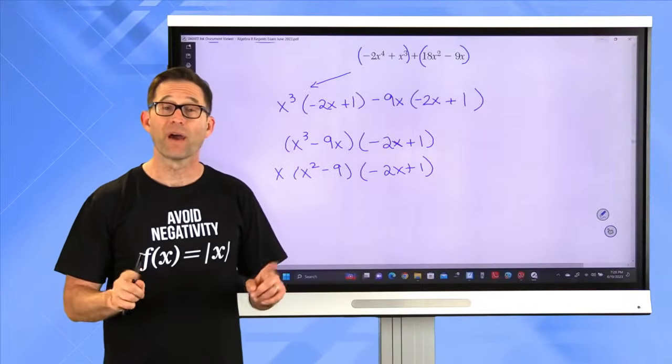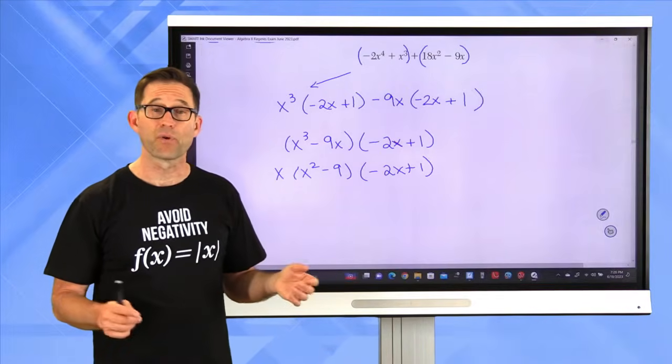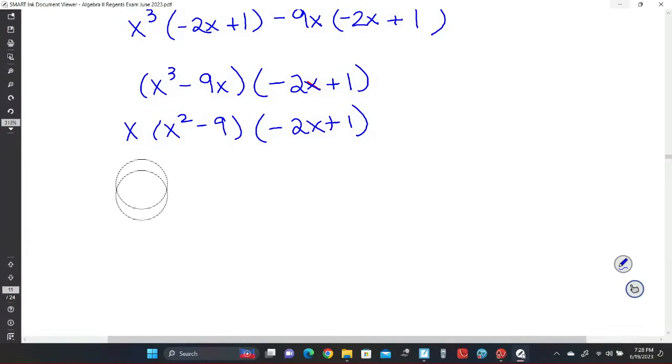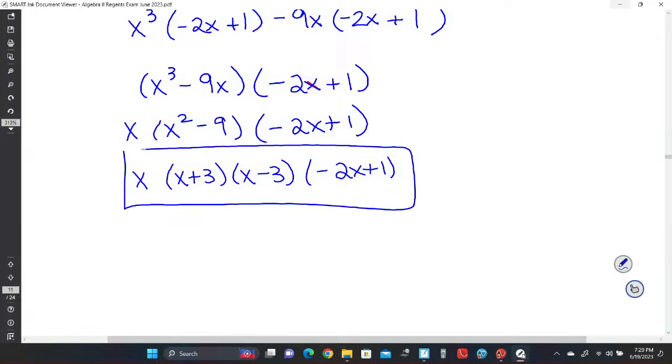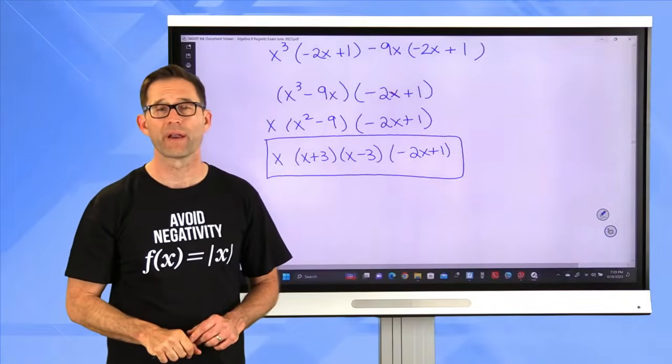And now my final little piece is my x squared minus 9 is the difference of perfect squares, so it can be factored as x times (x + 3) times (x - 3), and then I have my (-2x + 1). And that is factored completely. Nothing else can be broken into a product after that.